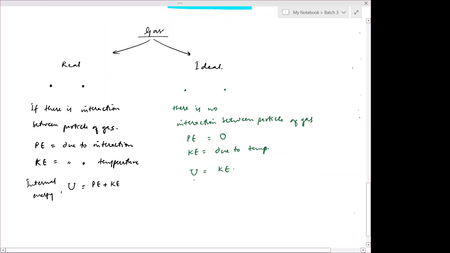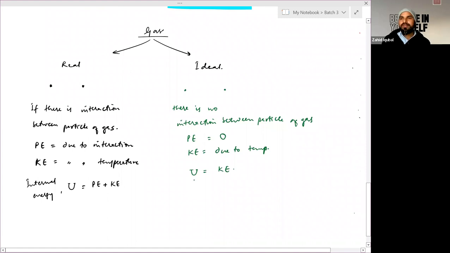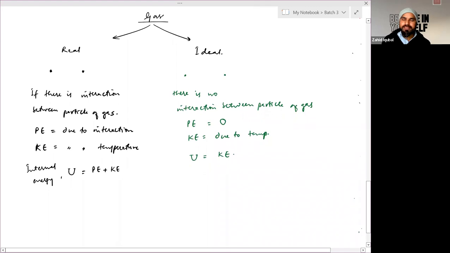So from this, we may conclude a gas which has internal energy both due to interaction as well as temperature is called real gas. Another one, a gas having internal energy only due to its temperature, since there will be no interaction between particles of gas, will be called ideal gas. Now the next question is, how will a real gas tend to behave as an ideal gas? Let me define it.